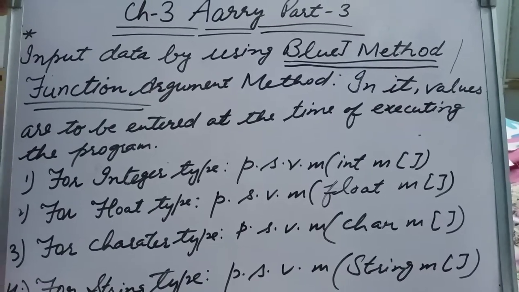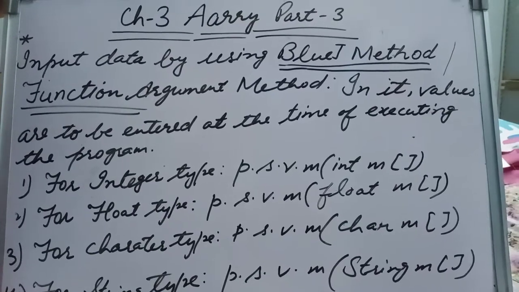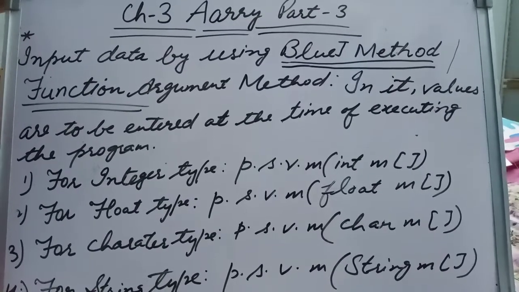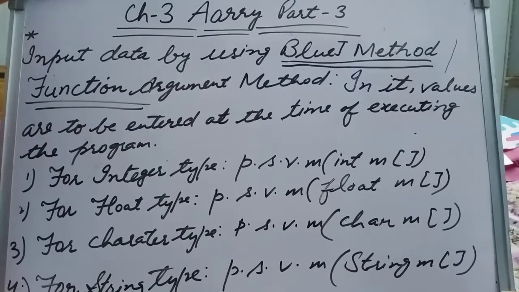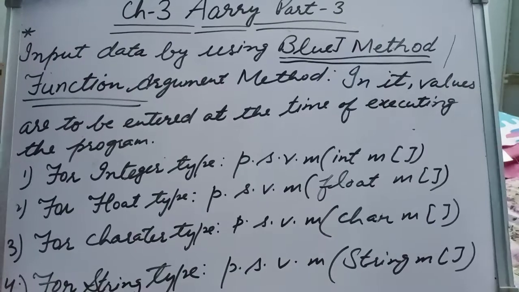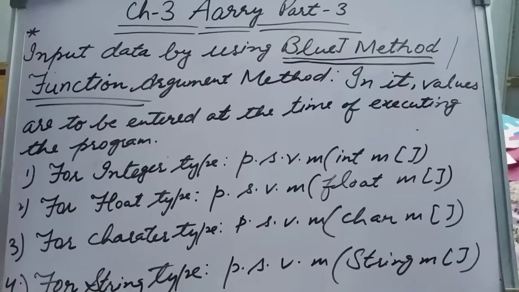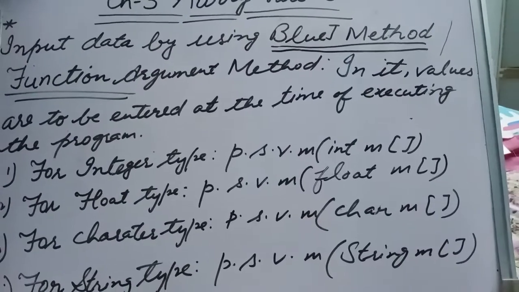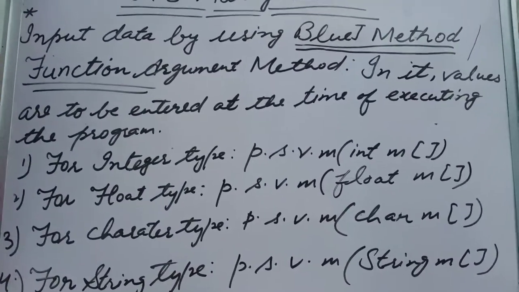Today we will do chapter 3 array part 3, as it is a continuous topic. So today we will learn input data by using the BlueJ method, or function argument method. BlueJ method or function argument, same method. You are all familiar already with this method with ordinary variables. Now we will apply the same method for arrays.